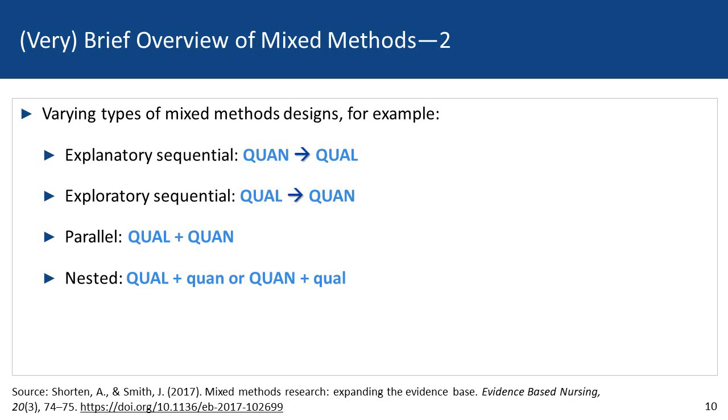Finally, the 4th design that I'll highlight is a nested design. In this design, the core idea is that one of the 2 types of methods is primary and the other is nested within it. So a principally quantitative study, for example, a randomized clinical trial, and then within that principally quantitative study, you've nested a qualitative sub-study, perhaps in this example, interviews with clinical trial participants to understand their perceptions of the intervention being tested.